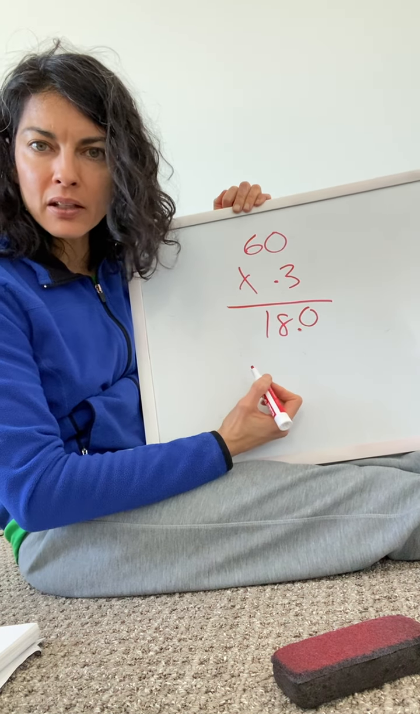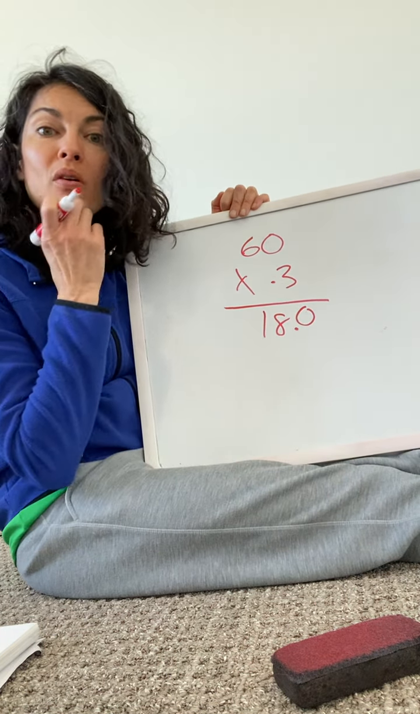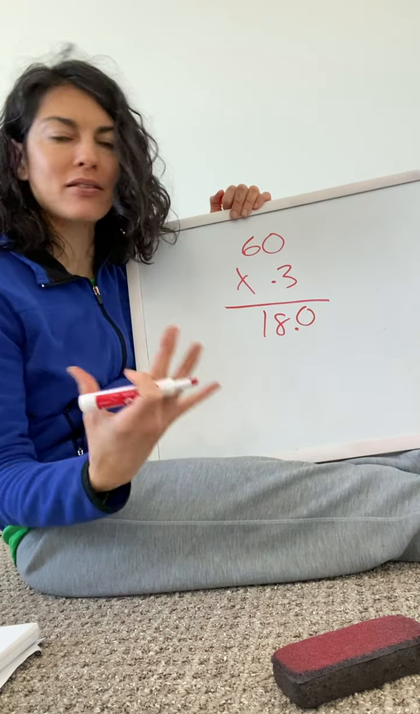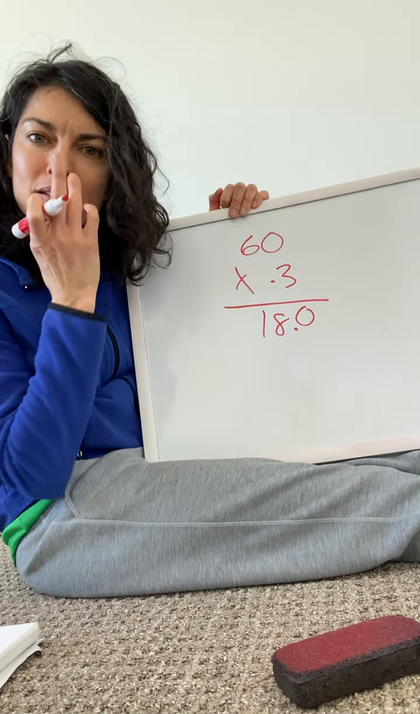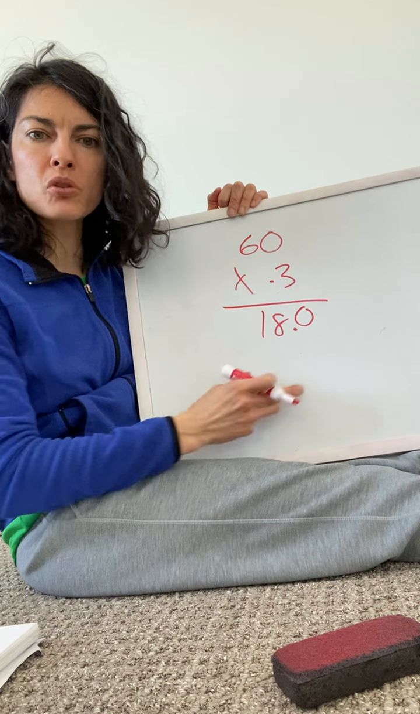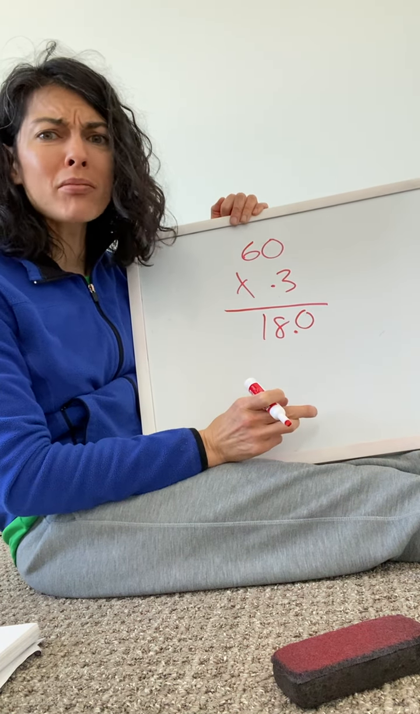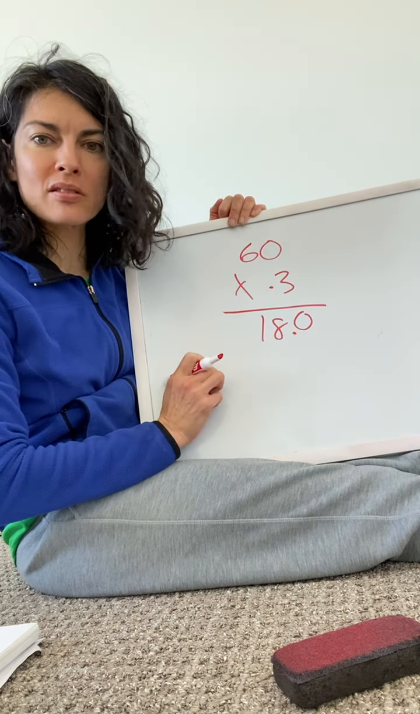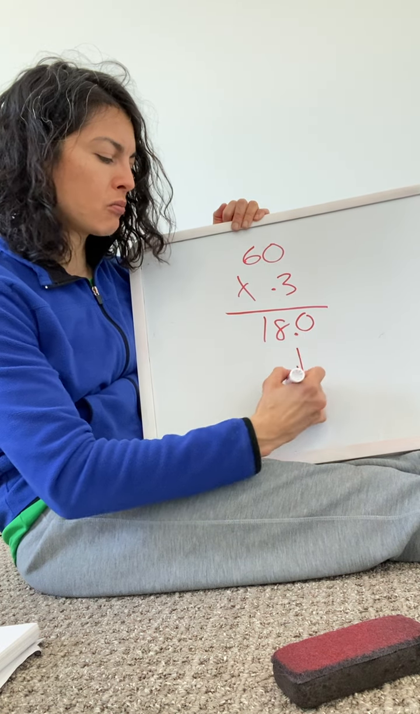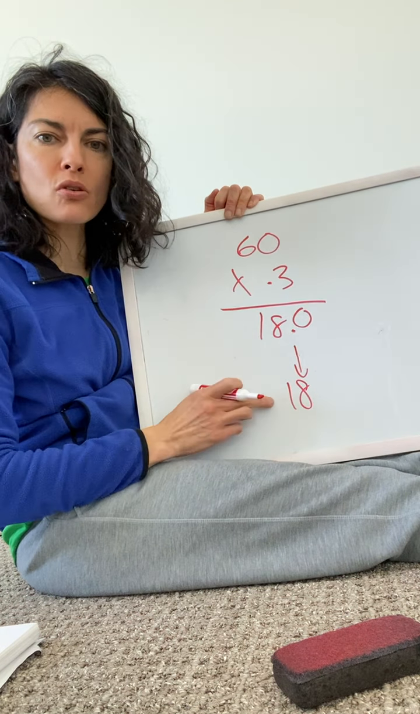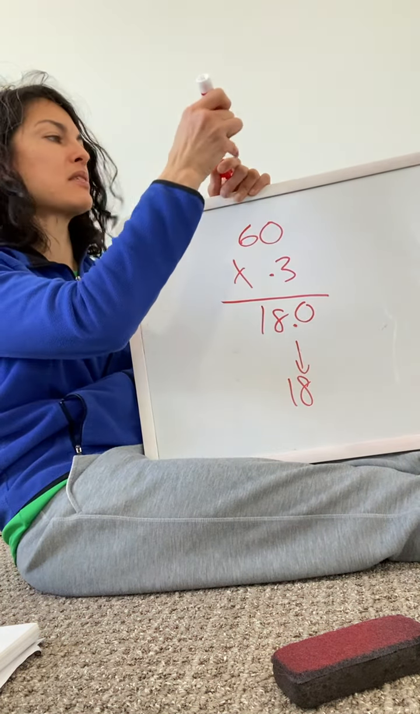When you give your final answer to Teaching Textbooks or anybody, let's say somebody just asked you, hey, tell me the answer, 60 times 0.3. Would you say 18.0? Probably not. You don't need to say the 0.0. It's understood when we say 18. That's your more finished answer, to say 18.